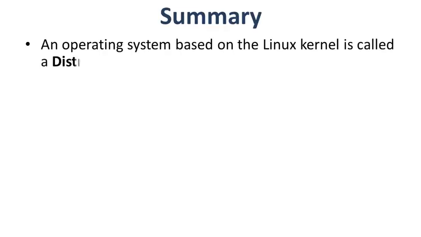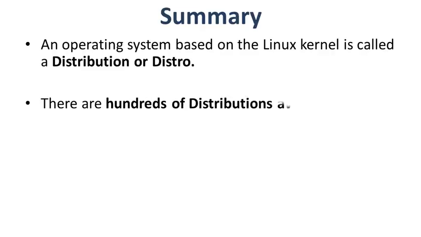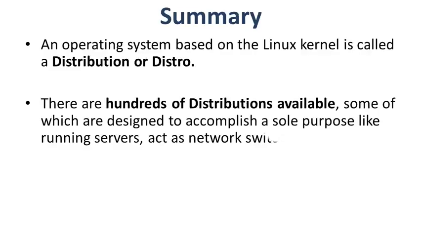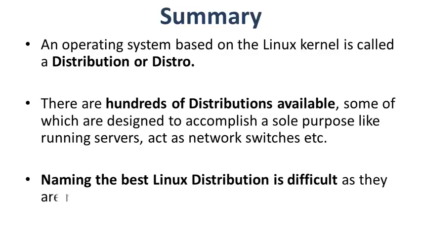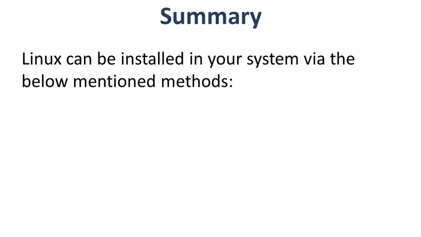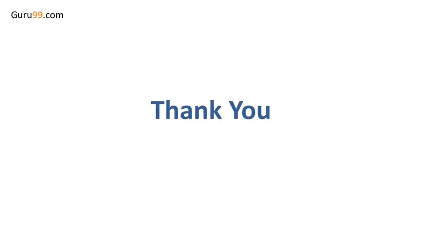Let us quickly summarize what we learned today. An operating system based on the Linux kernel is called a distribution or distro. There are hundreds of distributions available, some of which are designed to accomplish a sole purpose like running servers, acting as network switches, etc. Naming the best Linux distribution is difficult as they are made for different needs. Linux can be installed in your system via the below mentioned methods. The first one is the USB stick, the second one is the live CD, and the third one is virtual installation.